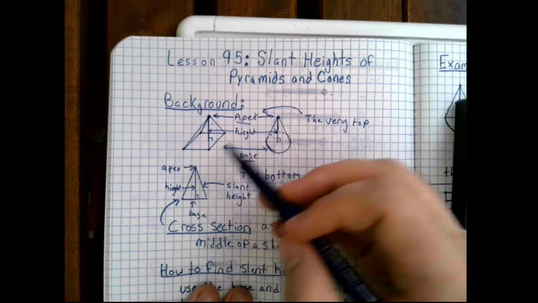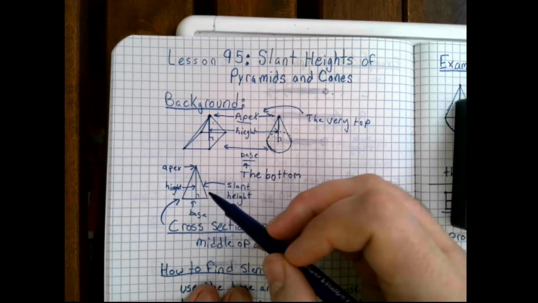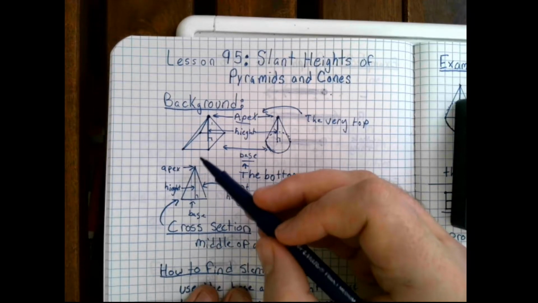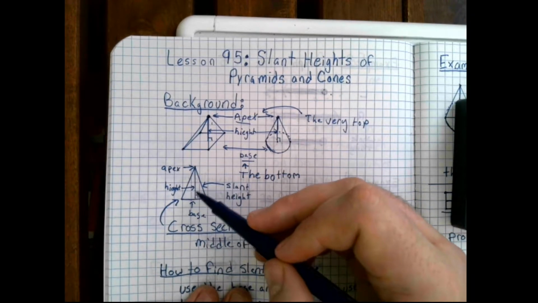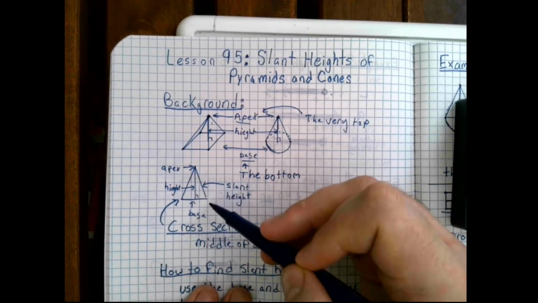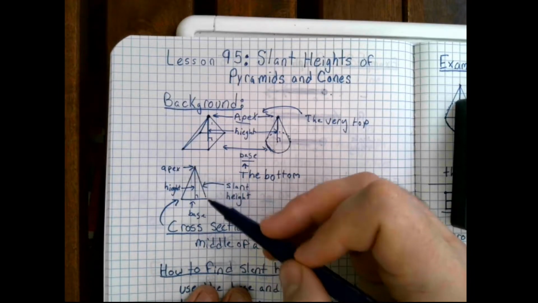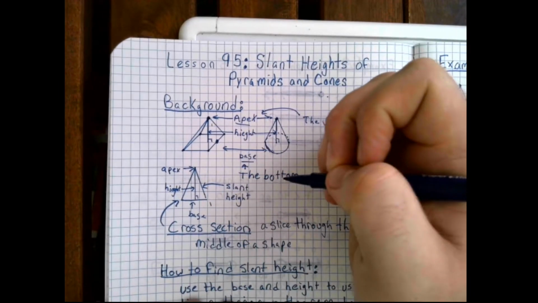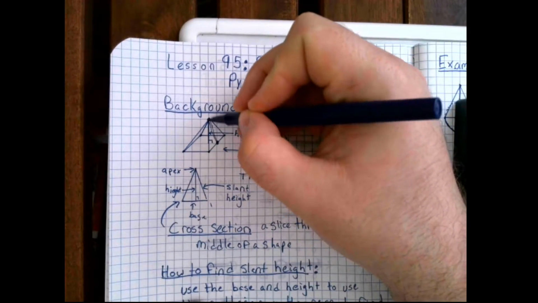If we cut this pyramid straight through the middle in a cross section, we would get a triangle that looks like this, where we could see the height, the apex, the base at the bottom, which would have the same length as the edge of the base, and we'd have the side of the shape here. The side of this triangle would go from about here on the pyramid up to the apex along the edge.